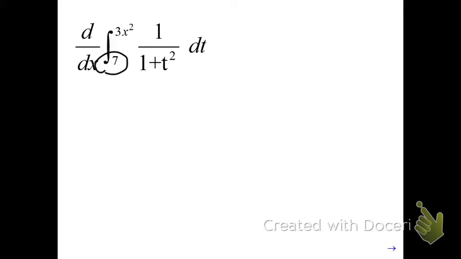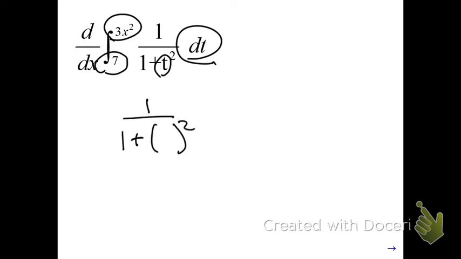So just replace the t here with the 3x squared, and don't forget to multiply by the derivative of that. So our answer would be all in one step, no work. You don't have to integrate and then do the derivative, okay? So we get 1 over 1 plus whatever we were plugging in squared, because it had a square right there. So this is a 3x squared times the derivative of that, which would be 6x.